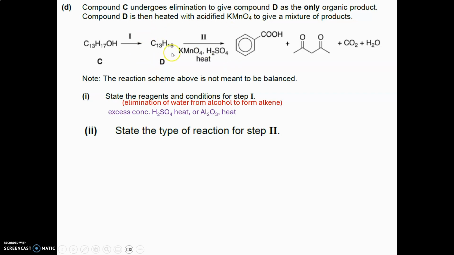Next, part 2, we know that D is an alkene. When D is heated with hot acidified KMnO4, it produces a mixture of products. So this is actually the oxidative cleavage of alkene.